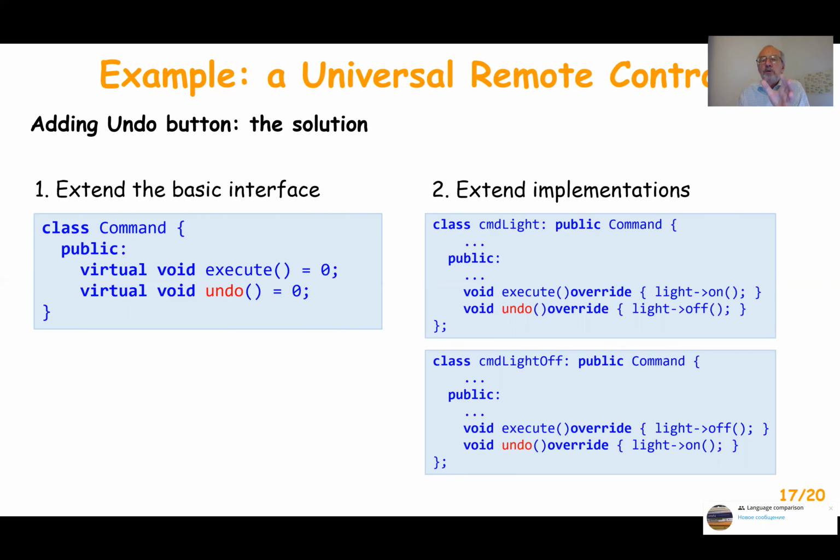So we need to add the appropriate undo implementations to each command we have now. Okay, here is the implementation. Again, implementations are quite obvious. You see, if we switch on the light using execute, we need to switch it off by undoing, and the same is about light off. If we have switched it off, the undo action assumes switching it on back.